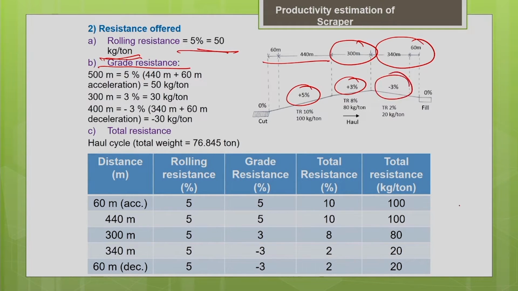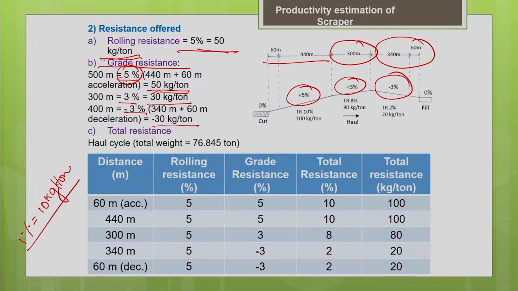So, you can also convert it into kg per ton. You know the conversion factor: 1% equals 10 kg per ton. This is valid for slopes less than 10%. So, you can convert the gradient also into kg per ton. Okay, 5% is equal to 50 kg per ton, 3% gradient is equal to 30 kg per ton, and minus 3% gradient is equal to minus 30 kg per ton.